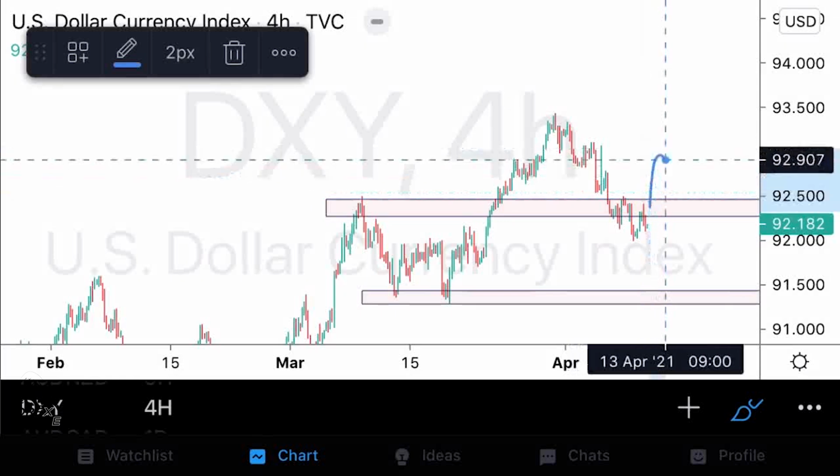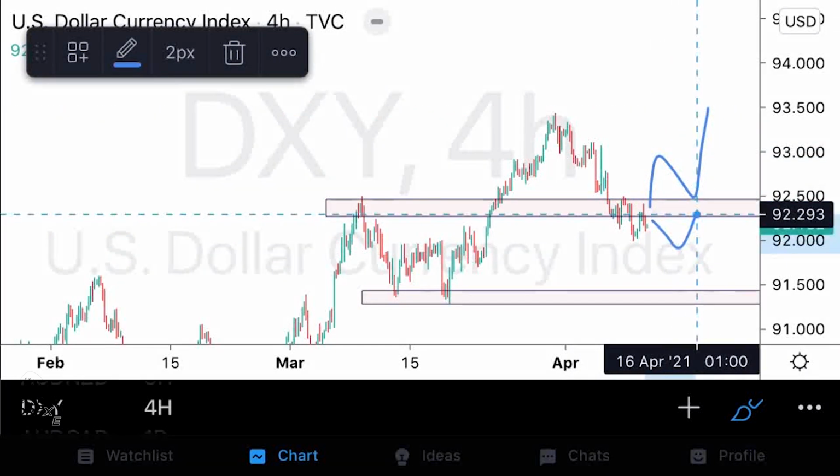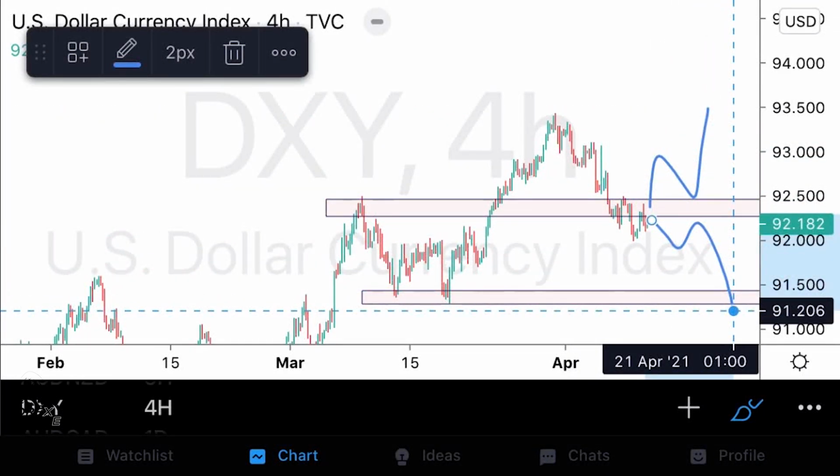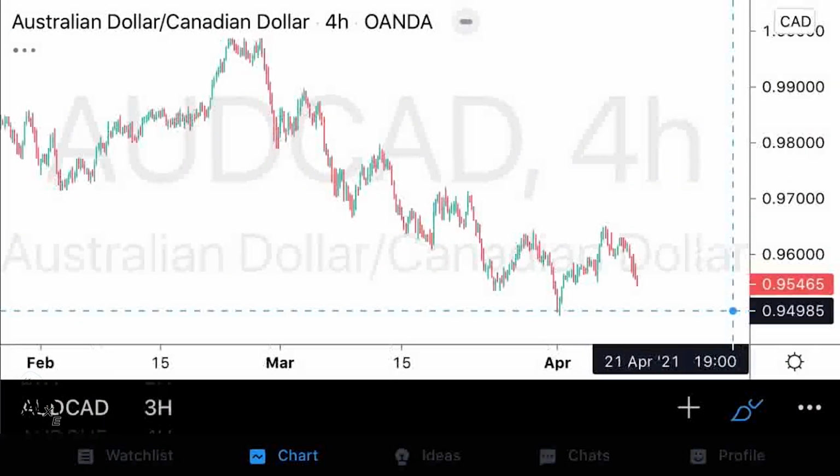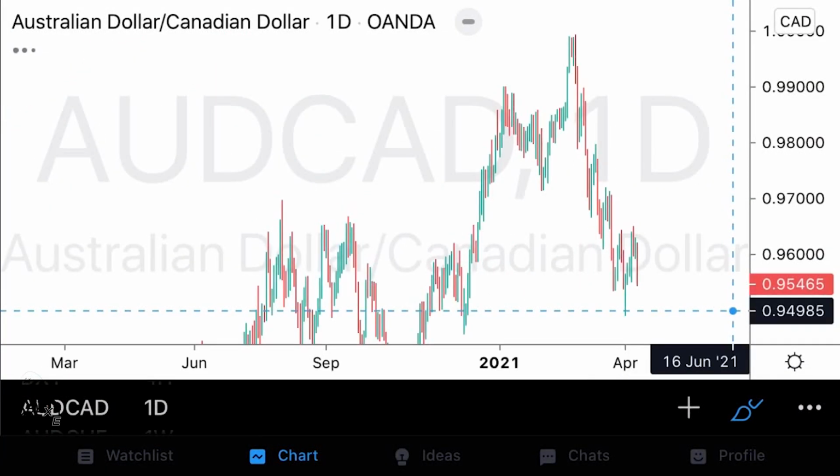And depending on what happens here from these areas, I will be able to see which direction I should align myself on the DXY. Now let's go into Aussie CAD. We'll start off on the daily, just to speak about what's been happening from a daily perspective.